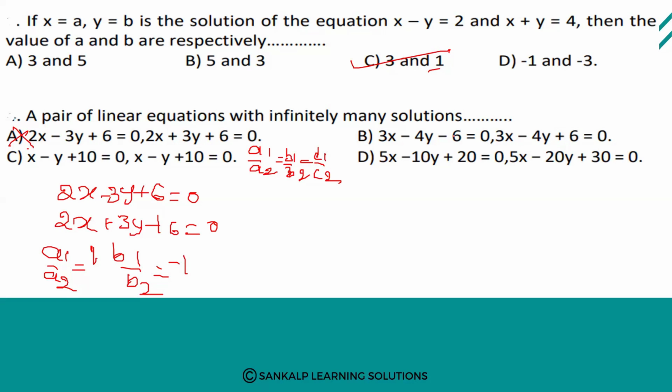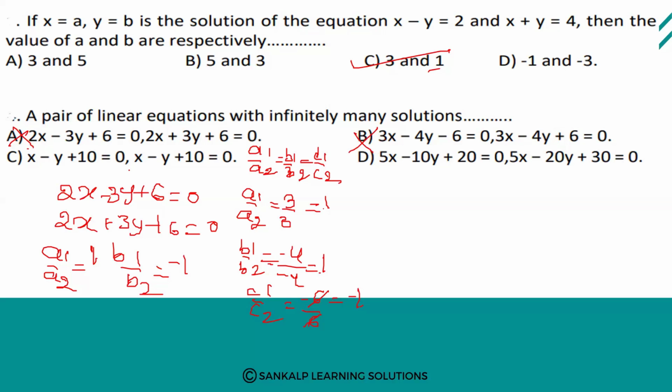Next, see A1 divided by A2. A1 value is 3 divided by 3, that is 1. B1 divided by B2: B1 value is minus 4 and B2 value is also minus 4, so minus 4 divided by minus 4 is also 1. Then try C1 divided by C2. C1 value is minus 6 and C2 value is plus 6, so here it is minus 1. So A1 divided by A2 is equal to B1 divided by B2, but it is not equal to C1 divided by C2. So this option is also wrong.